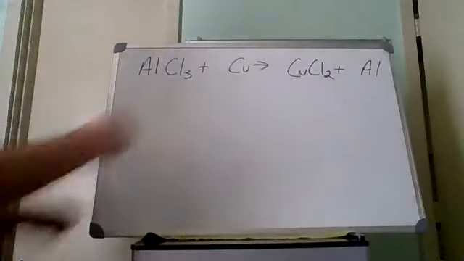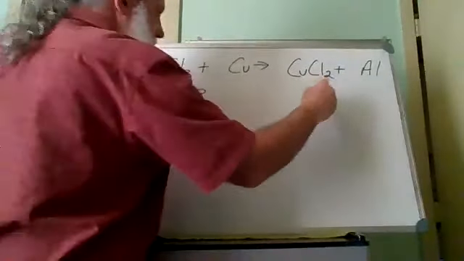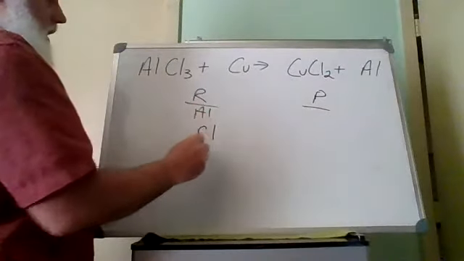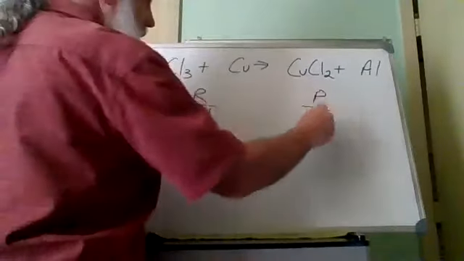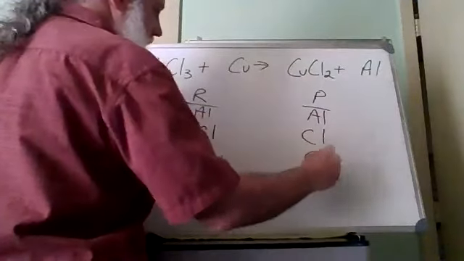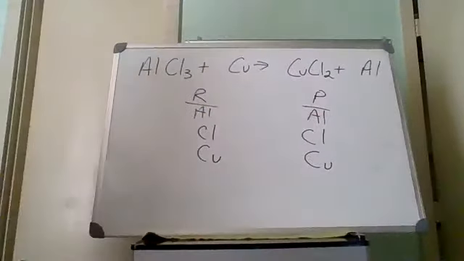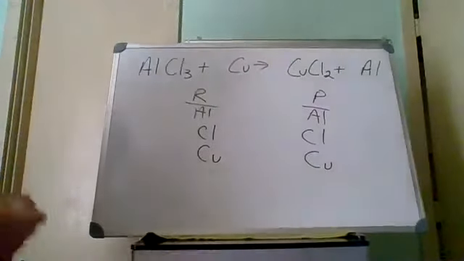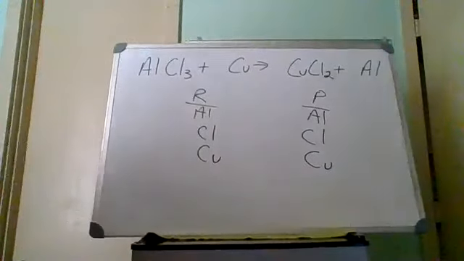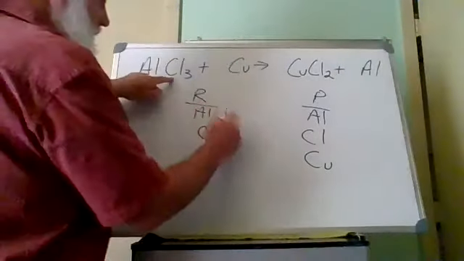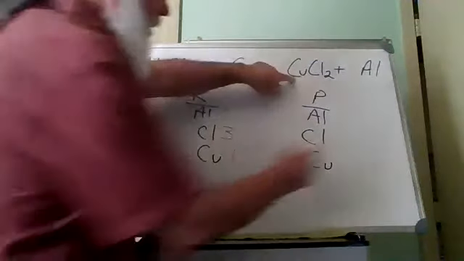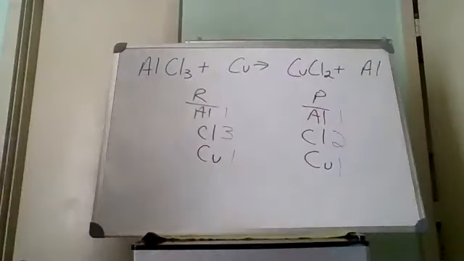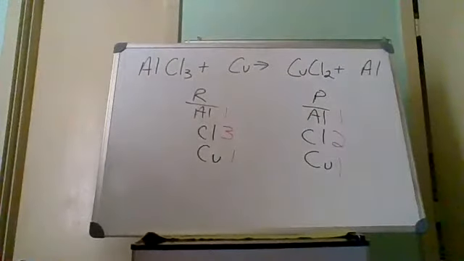Okay, as always, we're going to balance it first, reactants and products. Here we have aluminum and chlorine and copper. Same order on both sides. For those of you that weren't here last week, same order on both sides. Now we write down how many of each we have. I see 1 aluminum and 3 chlorines and 1 copper. 1 copper, 2 chlorines, and 1 aluminum.